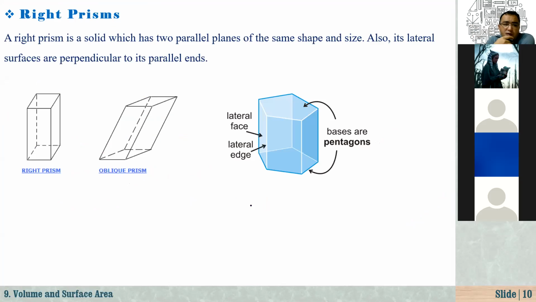It's 9:35. Okay. A right prism is a solid which has two parallel planes of the same shape and size. Also, its lateral surfaces are perpendicular to its parallel ends.